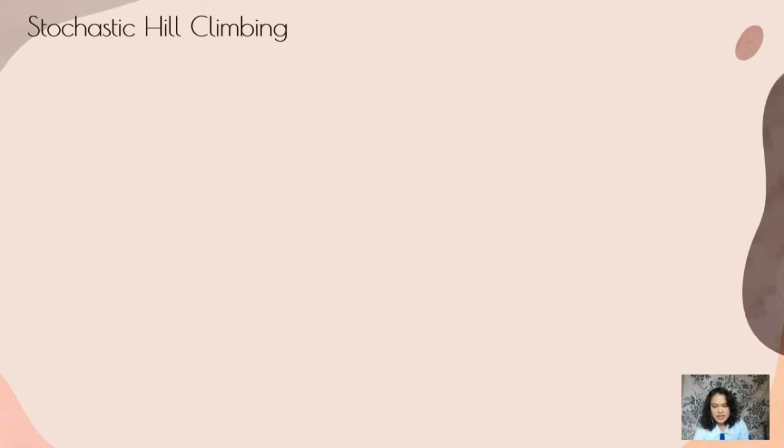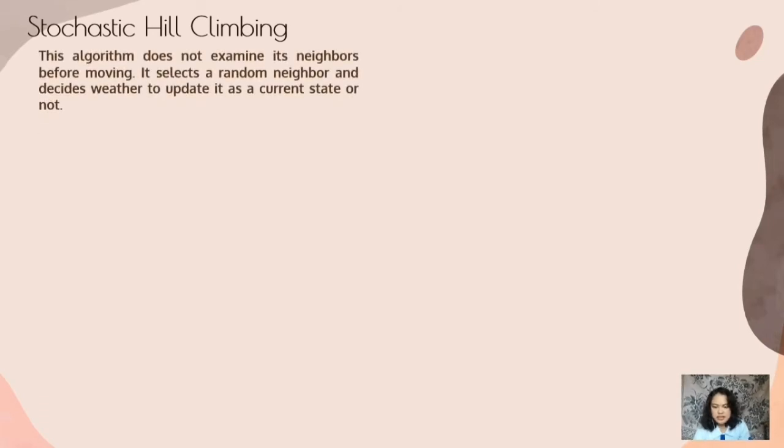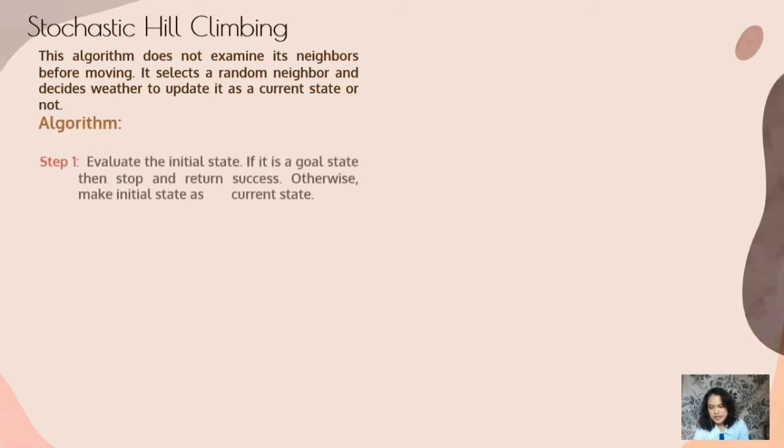So, stochastic hill climbing. This algorithm does not examine its neighbors before moving. It selects a random neighbor and decides whether to update it as the current state or not. So, mao ni ang algorithm sa stochastic hill climbing.